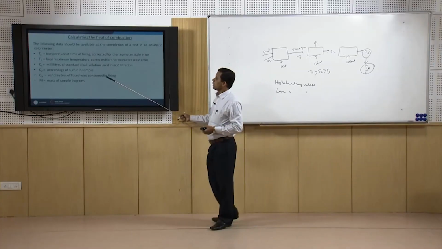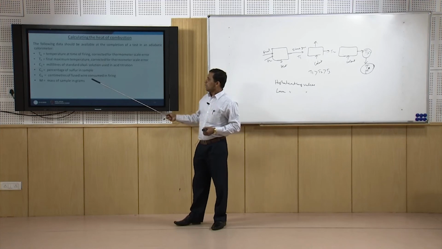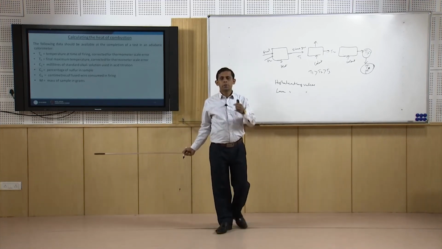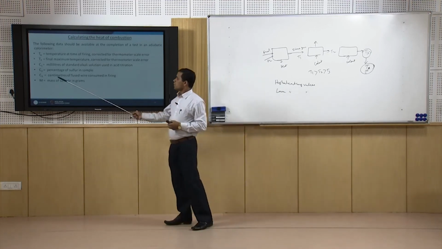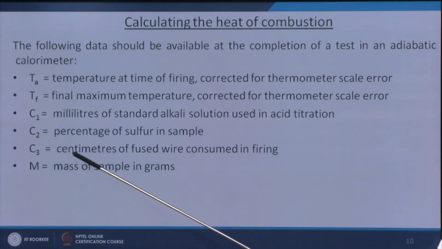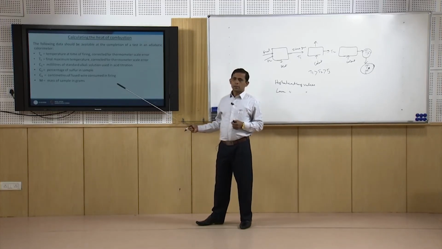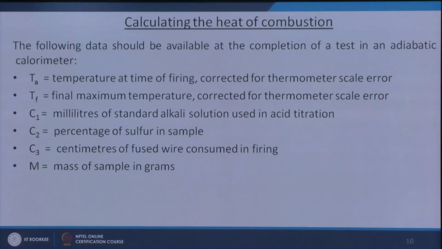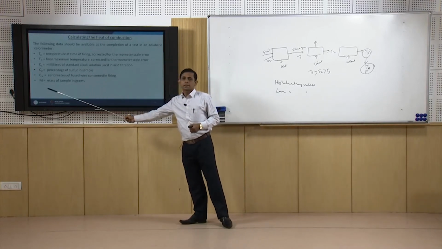So, that will be C1 milliliters of standard alkali solution required, and then we will get C2 percentage of sulfur in the sample, that is known to us if we have some CH analysis of the solid waste or any other liquid waste also. C3 is the centimeters of fuse wire that was consumed in firing. So, that we can determine, and the mass of sample we had taken is known to us. So, these are the parameters known to us.